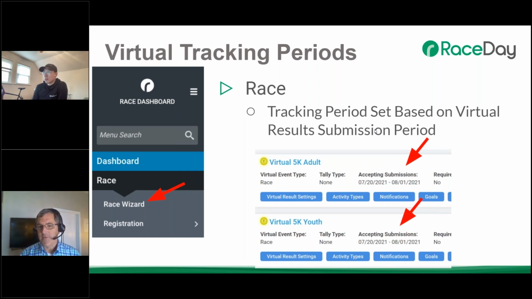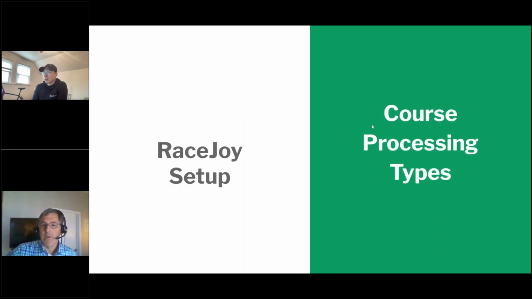So it's definitely something you can adjust in order to get RaceJoy set up later. And you can just backdate this when you get done. And that's kind of a point that I'll make on the next slide, because it really is about these course processing types. And so on the RaceJoy side, we're looking at all these platform settings.